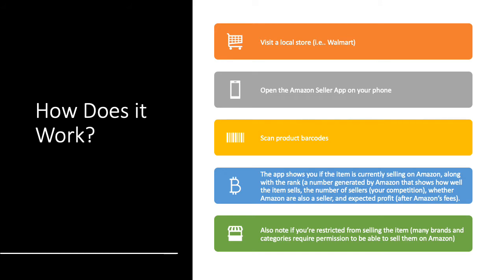So basically, when you open up the app and scan an item, it's going to pull that data and let you know if it's selling on Amazon, how much it's currently selling for with the buy box price on Amazon, which is the buy now button on Amazon, and how many sellers there are on that listing.